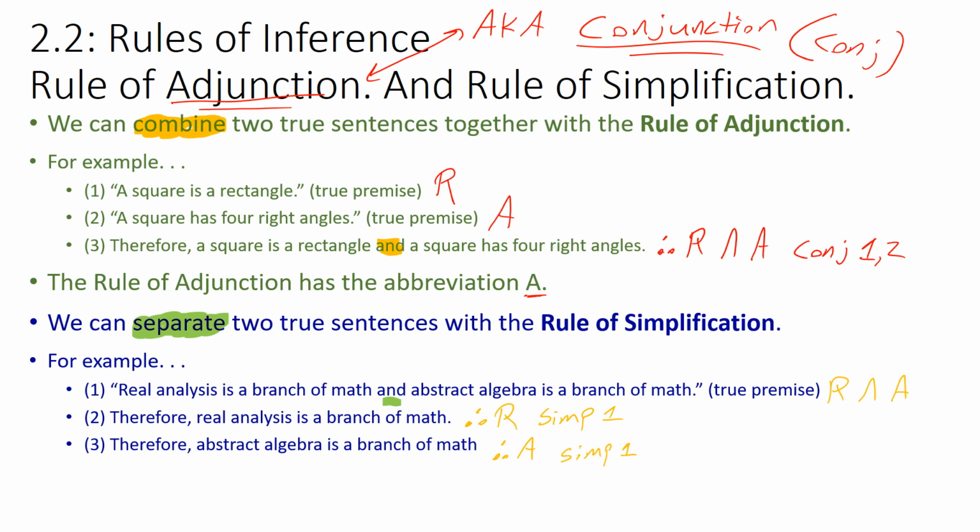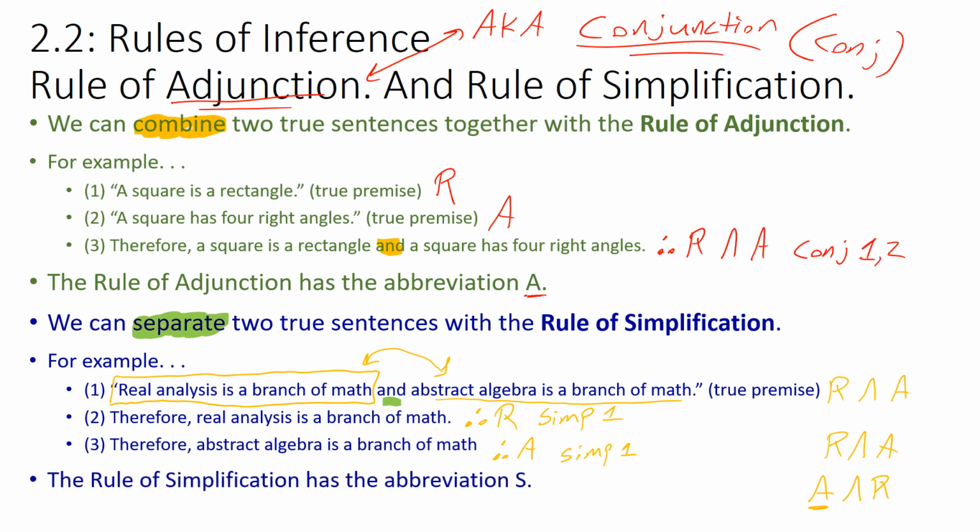However, note that in some textbooks, in many textbooks, in fact, you could only simplify the first sentence of the conjunction. So you couldn't simplify and get abstract algebra as a branch of mathematics. What you would have to do is use the so-called commutative rule and flip these two sentences, so from R and A to A and R by the commutative rule, and then you can get A by itself through simplification.